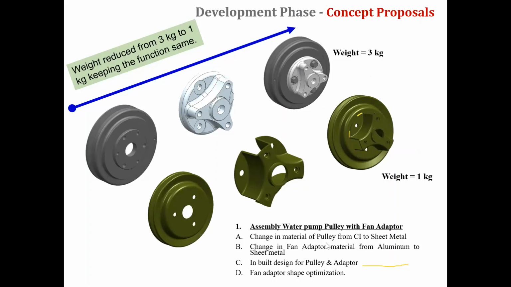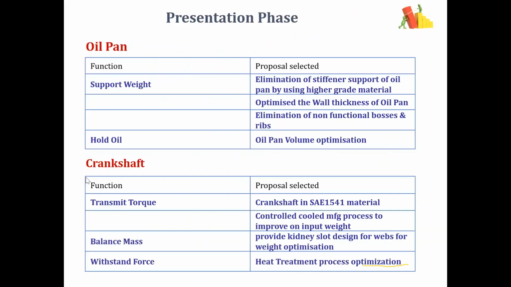And even the fan adapter is there. It's changed from aluminum to sheet metal, and they are doing the optimization design of the fan adapter. Okay, so put together, what is the advantage of all three? Here, oil pan, crankshaft, and water pump pulley. The function is not going to get affected.